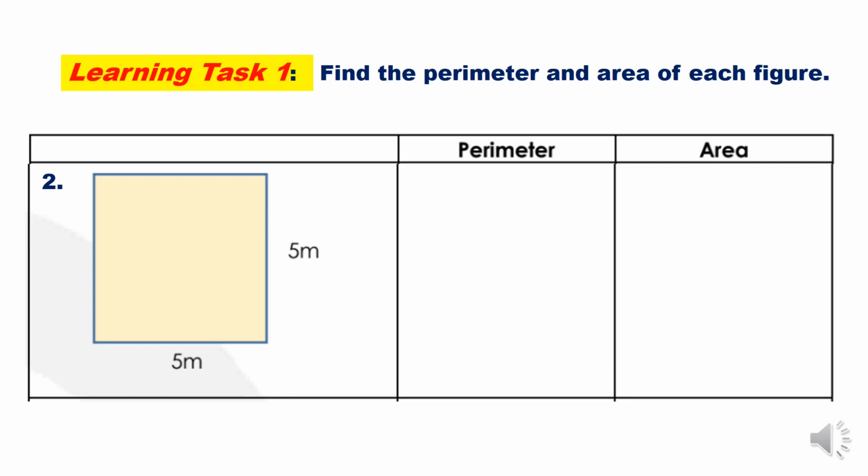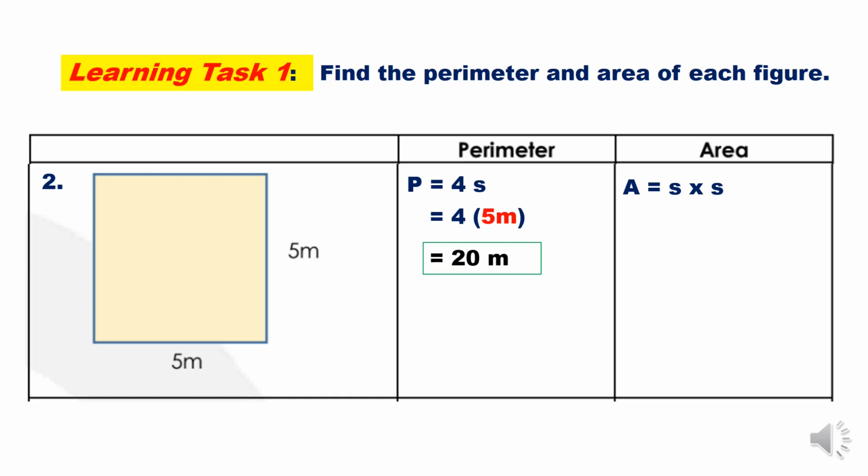Number 2. What is the perimeter of that square? So the formula, P equals 4S. Since all the sides are equal, and the side is 5 meters, 4 times 5 equals 20. So 20 meters. And the area equals side times side. So 5 meters times 5 meters equals 25 square meters.